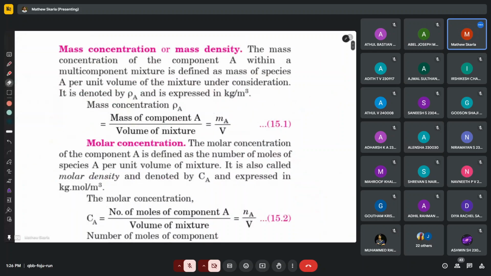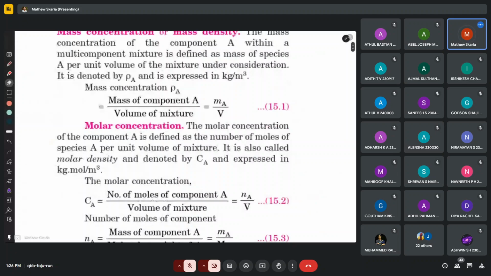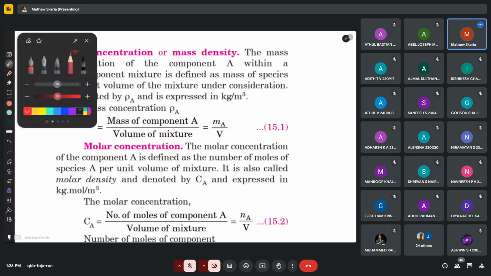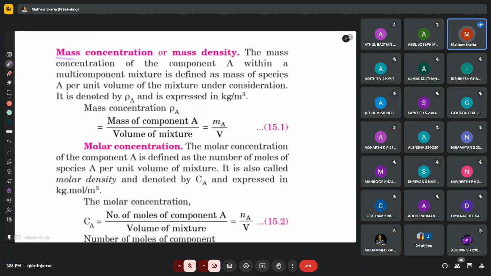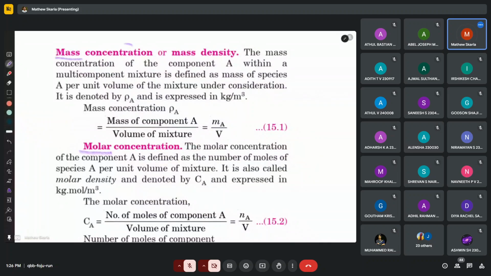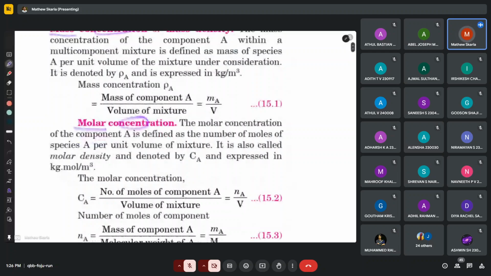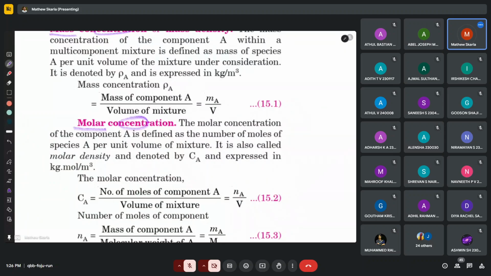Now, we can define the concentration in terms of the number of moles. This concentration can be defined in two ways: one in terms of mass and second in terms of molar. So the concentration can be mass concentration or molar concentration. Molar concentration is in terms of the number of moles: the number of moles of the component A divided by the total volume of the mixture.